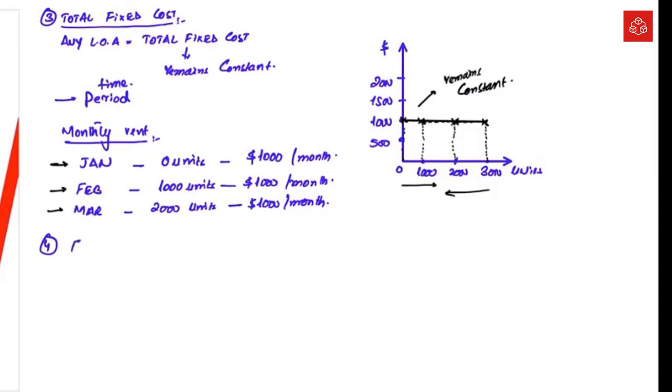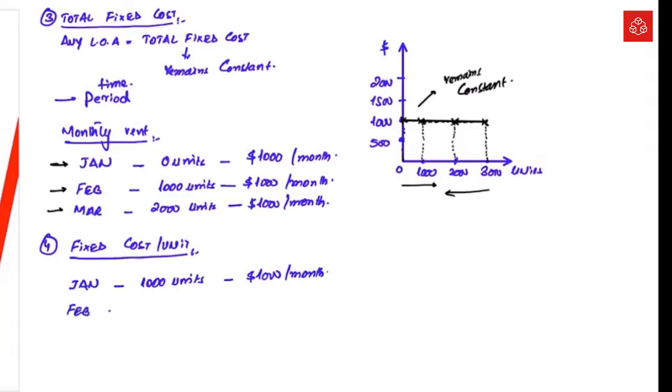Then another one, fixed cost per unit. As we have seen the cost behavior of total fixed cost, let's see the cost behavior of fixed cost per unit as well. For example, in January, I decided to produce 1,000 units and the rent I will be paying will be $1,000 per month. Then in February, I increased my level of activity to 2,000 units and the rent cost will be $1,000 per month.